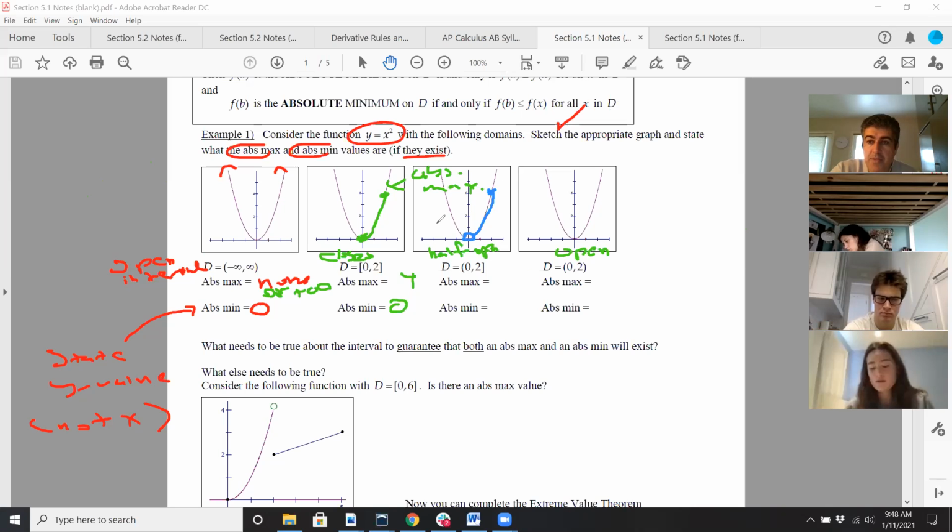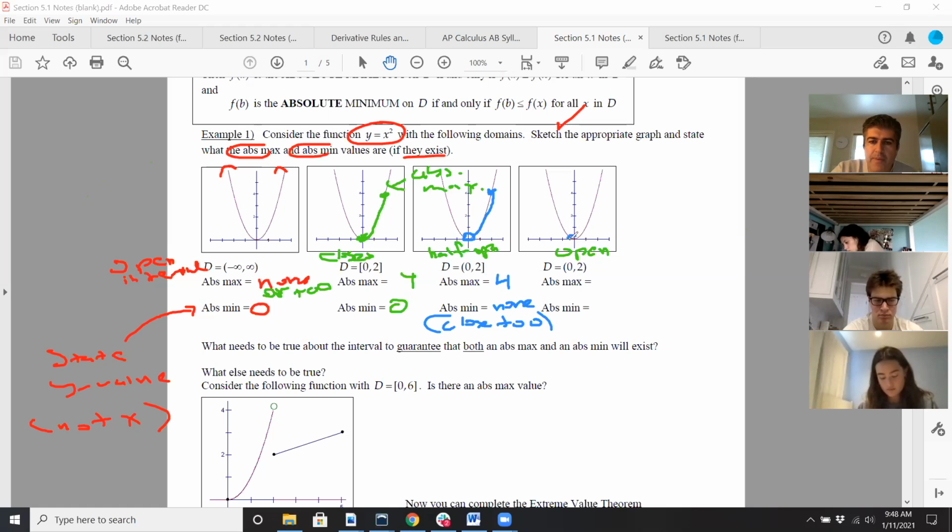Now, do I have an absolute maximum? Yes, I do. Still, it's a 4. But the absolute minimum, I don't know. So I say none again. It's close to 0, but what is it exactly? Like, you know, it's 0.00000000001. I don't know. It gets infinitely close to 0. It's just kind of this weird abstract idea.